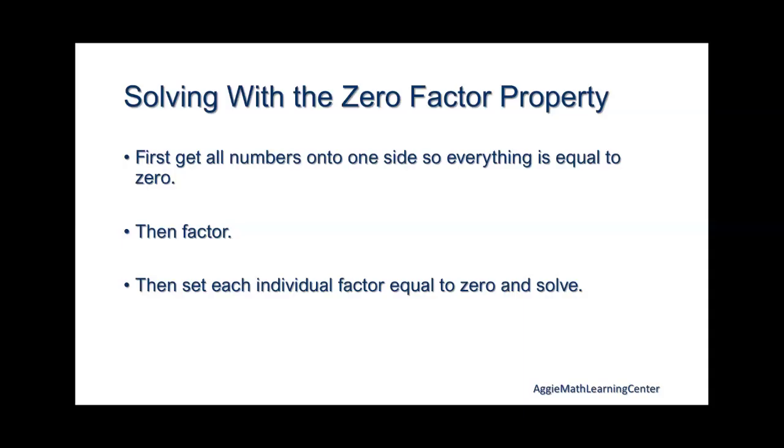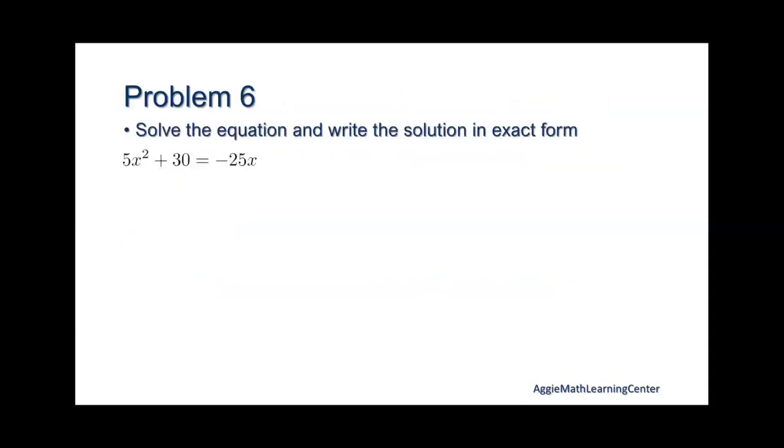So to solve this, first we're gonna get all numbers on one side, so everything is equal to 0. Then we're gonna factor, right? So then we have our factors, and then set each individual factor equal to 0 and solve. This comes into play when you have something with an x squared in it, or an x cubed. That's where we're gonna want to use this property.